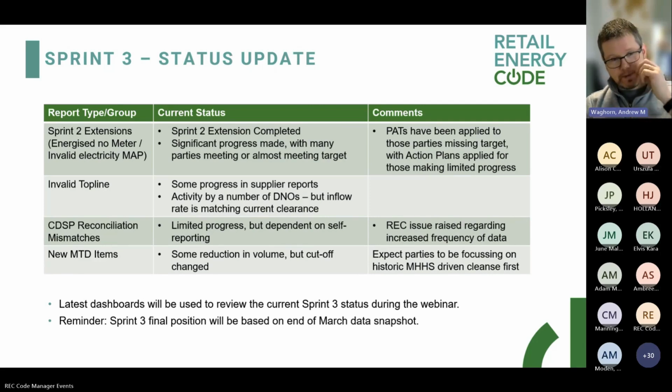So the Sprint 2 extensions were effectively to get those populations down to nil. Energize no meter was anything installed after a month. So we accept that there may be some small timing discrepancies. I'm now being let down by my web browser in terms of getting into the wiki, so give me one second.